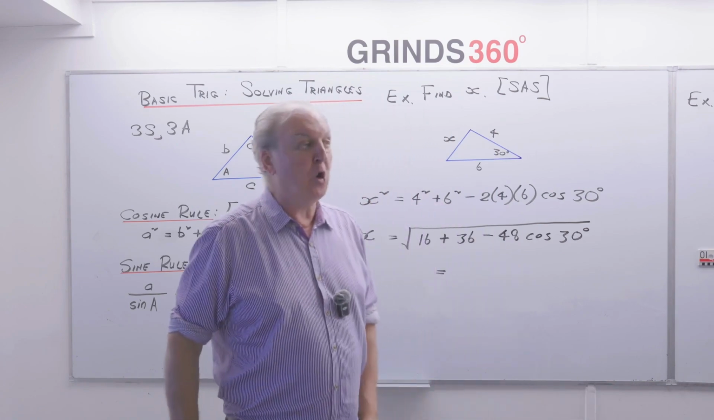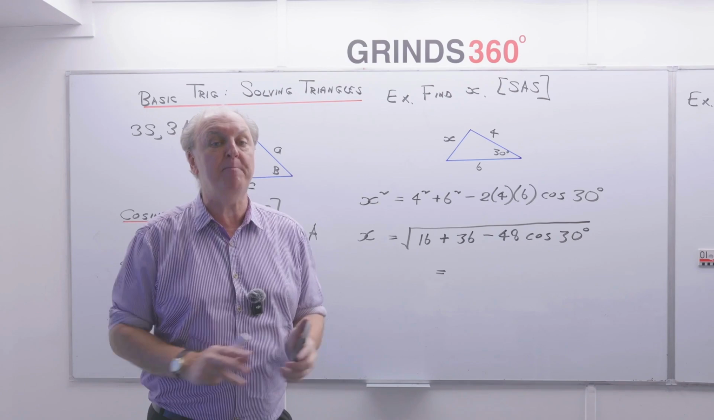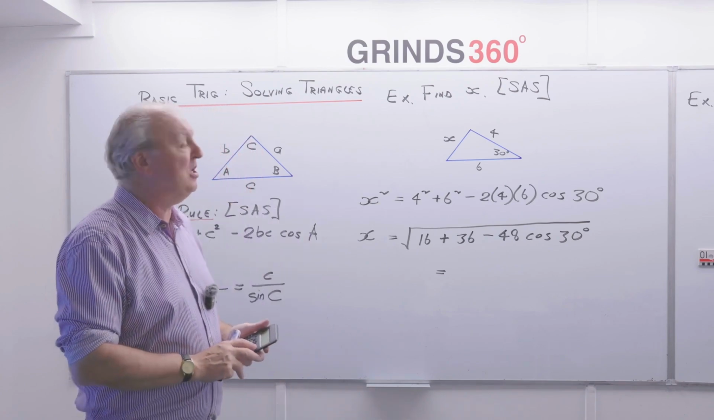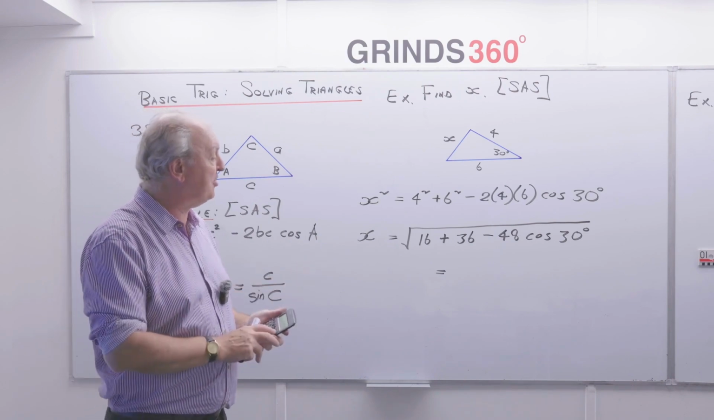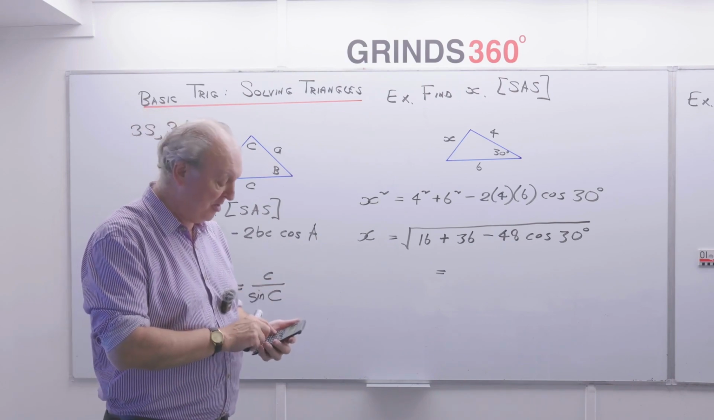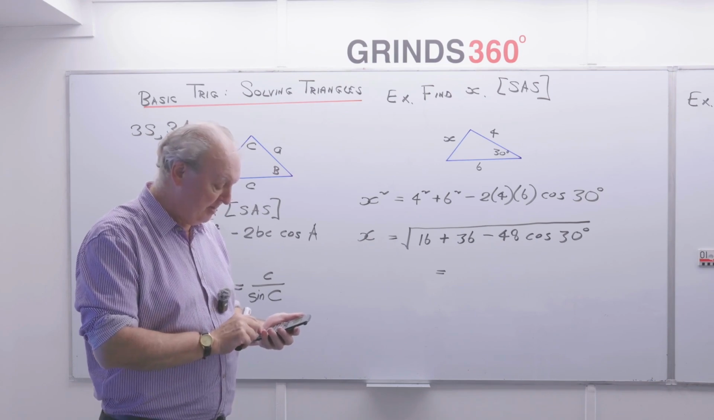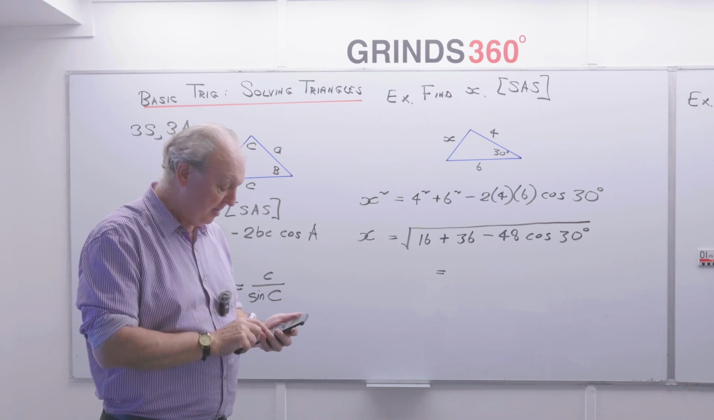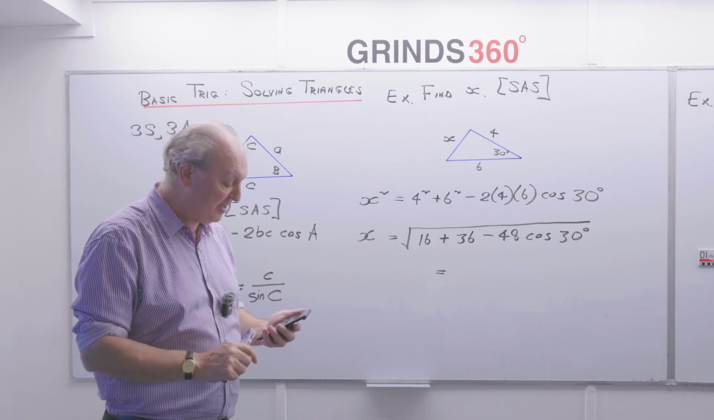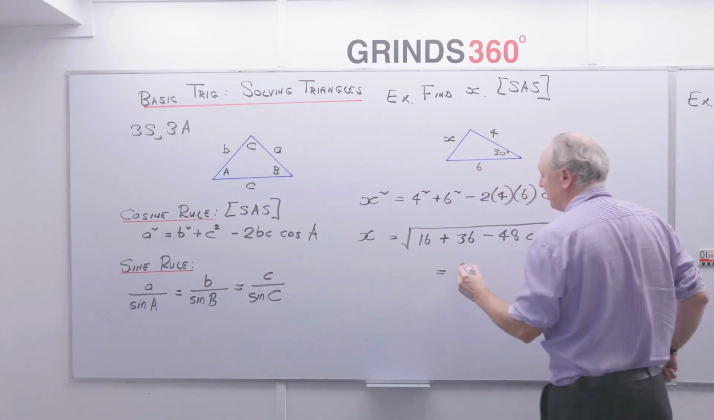The cosine rule is what we say is non-ambiguous. You don't have to worry about getting two answers. Ambiguous means there's two possible meanings or answers. Non-ambiguous means there's only one possible answer, so I don't have to worry about the cosine rule. It's the square root of 16 plus 36 minus 48 times cos 30 degrees, and I get an answer of, let's say, 3.2. There's no unit, so it's just 3.2 to 1 decimal place.